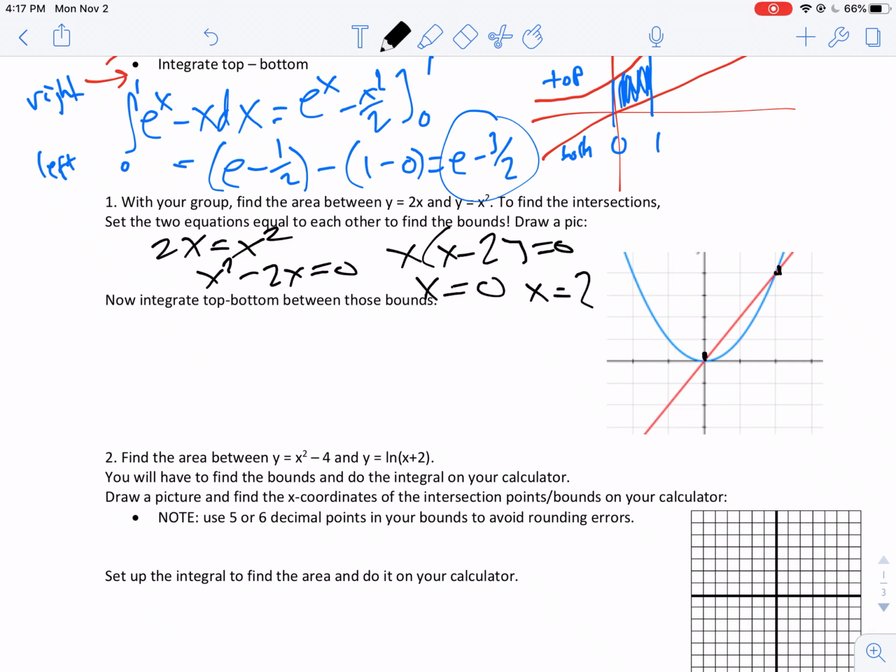Okay, so anyway, when you actually need to find that area inside here, that area is just the integral from 0 to 2 of top minus bottom.